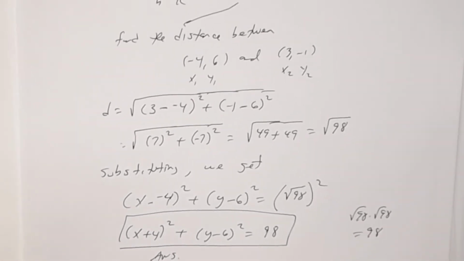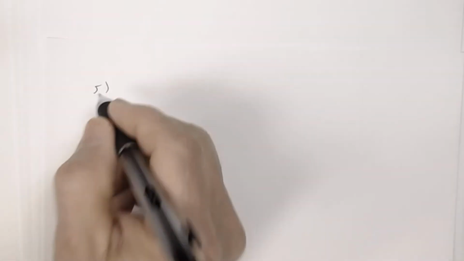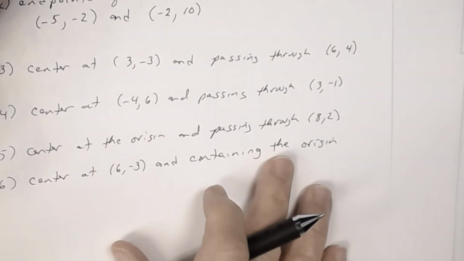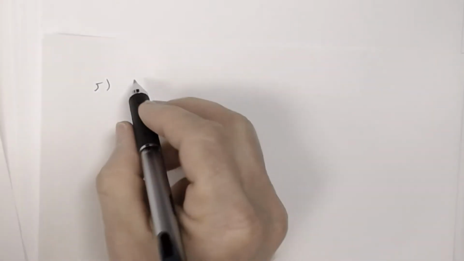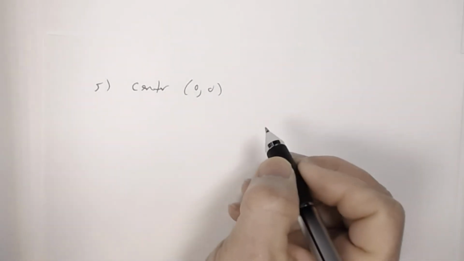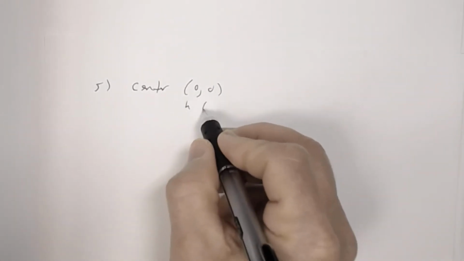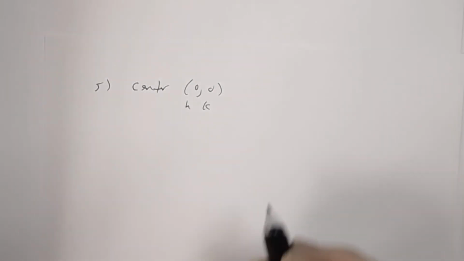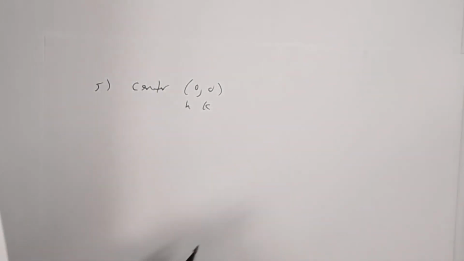Okay, so that's number 4. All right, number 5. So number 5, we have this. We have the center at the origin and pass through the point. Okay, same thing, right? So your center is the origin. Now you just have to remember, though, that the origin is 0, 0. Okay? And so there's your h, there's your k. All right. And you're told that it passes through the point 8, 2.